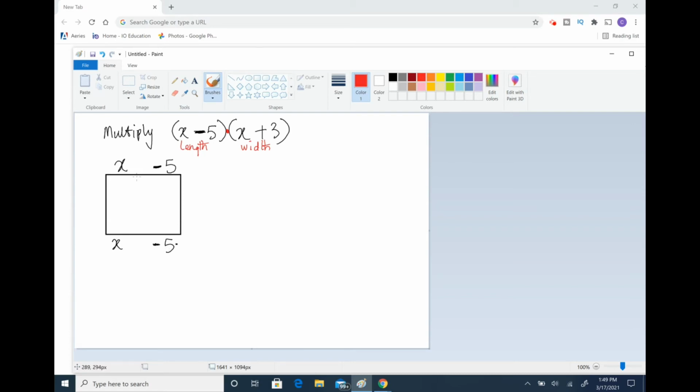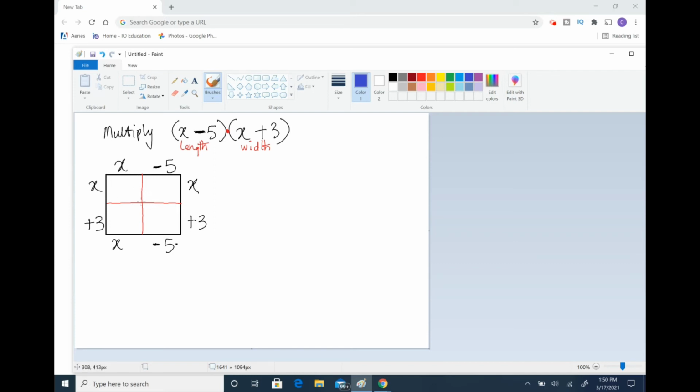All right, and what does that do? It splits the length that way. And then on the width side, we're going to split it as well. X and positive 3, right? Because it's x plus 3. So the positive comes from the plus. And then you have your x and positive 3 on this side because the opposite sides are the same in a rectangle. And then we split it this way. So now we just have to find the area of each small box.